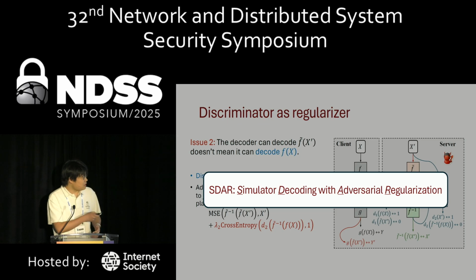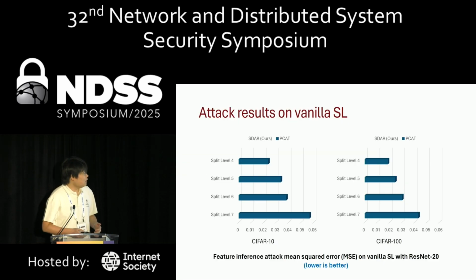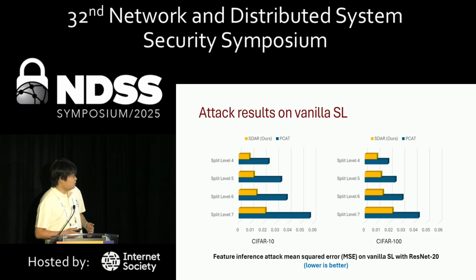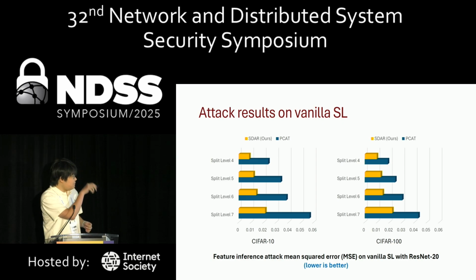So now let's look at how SDAR works on vanilla SL. You can see here, our attack has a much lower mean squared reconstruction error on the vanilla setting. And you can see with deeper split levels, which means that more layers are assigned to the client rather than the server, it gets harder to attack. But in other cases, our attack results are better.